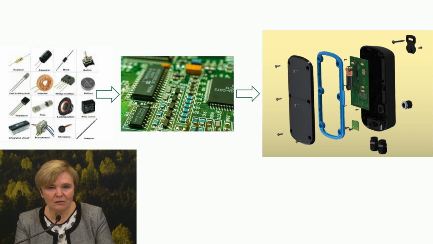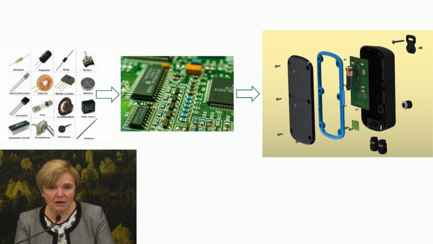You have the single components which are making the conductive path and which are making the functional properties of the material. You assemble them all into a PCB, and then finally you have all the different types of the products with the casings and all the other possible assemblies.